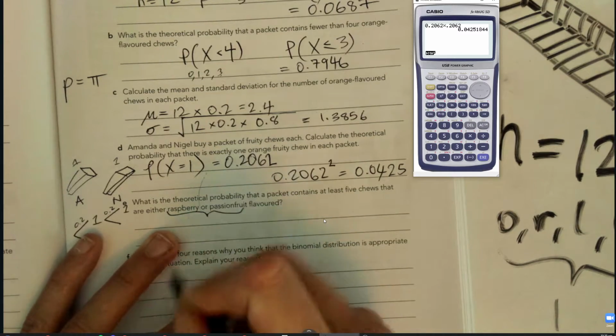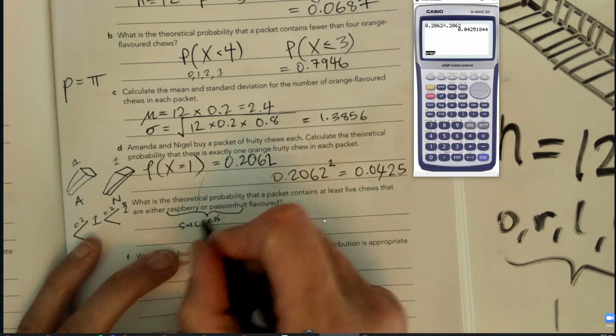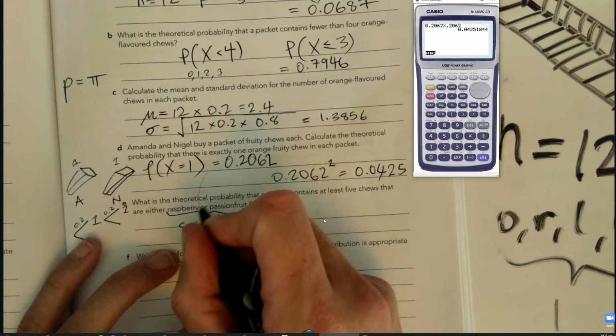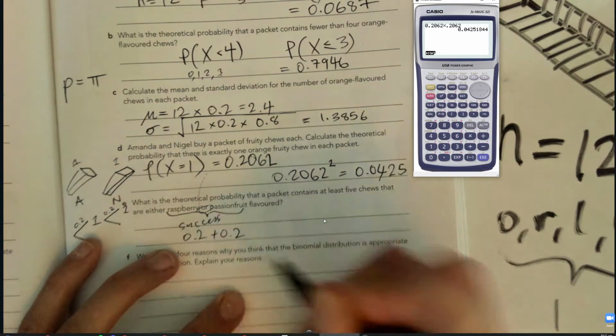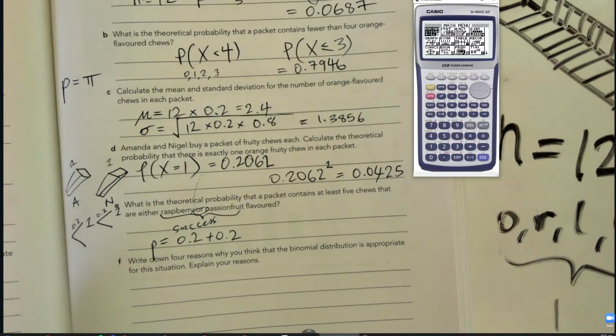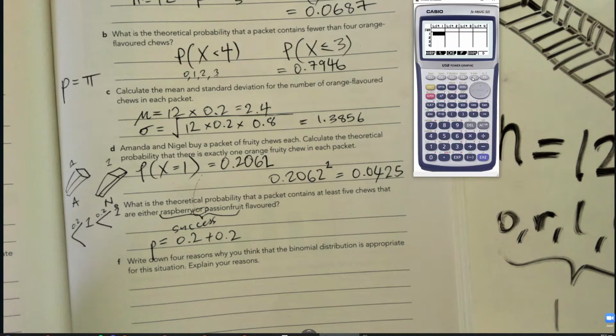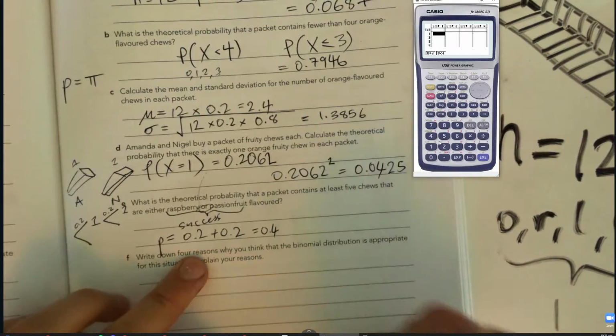Raspberry or passion fruit, this is our new success. So we've got a new probability. For this to happen, raspberry or passion fruit, means we're going to add them. So 0.2 plus 0.2, this is our new probability. So let's do that. In the distribution, the new probability is going to be 0.4.